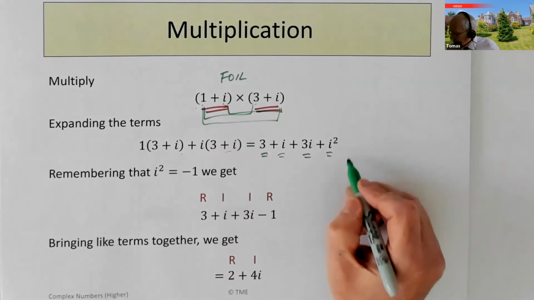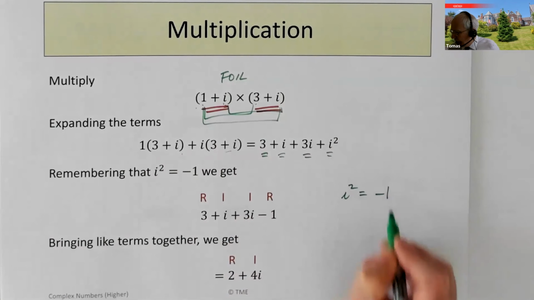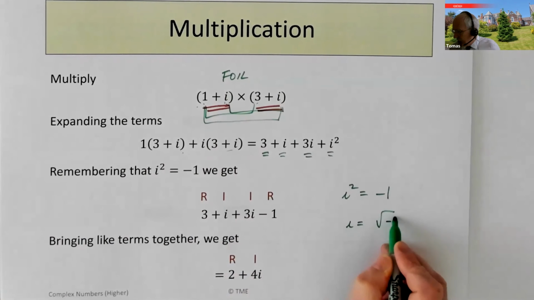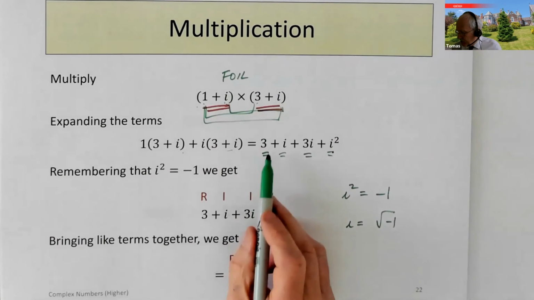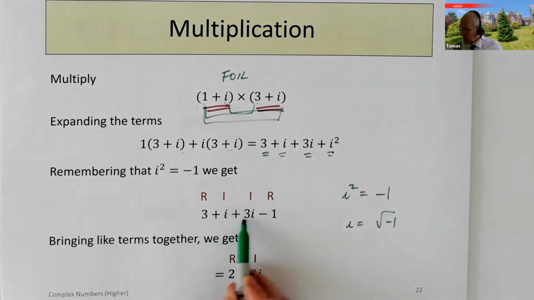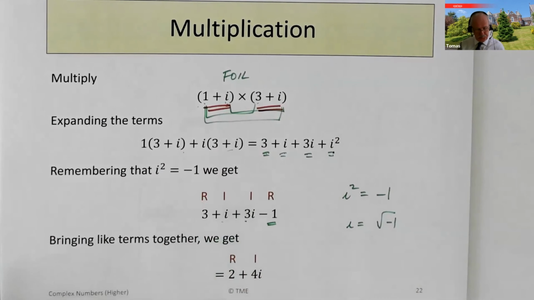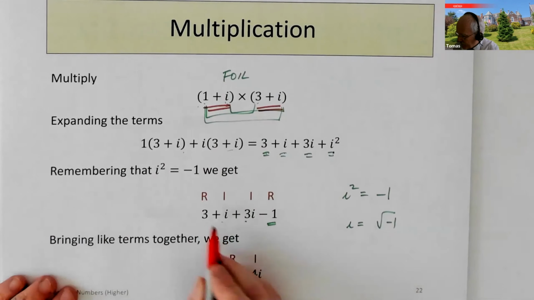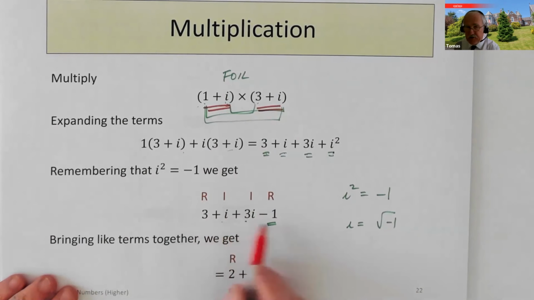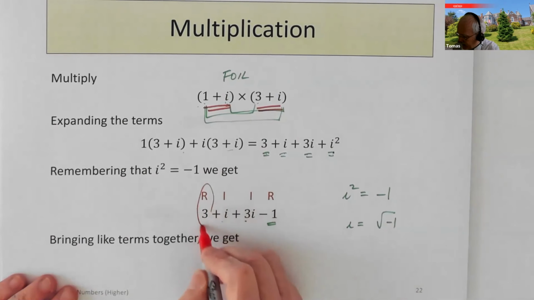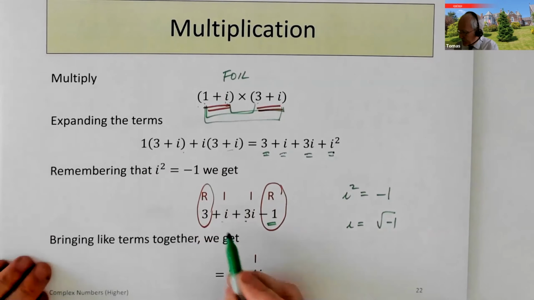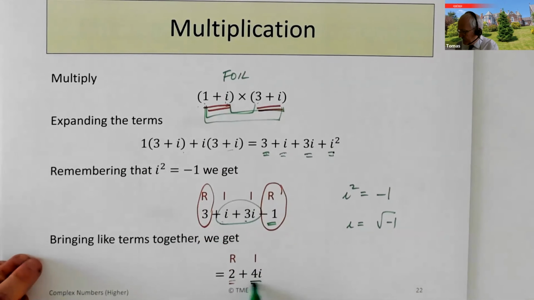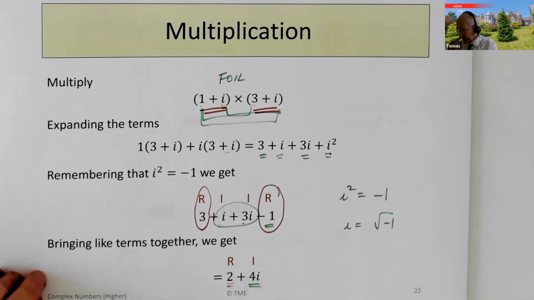Now remember that i squared is defined as minus 1, because i was defined as the square root of minus 1. So we're going to change that i squared. So the 3 plus i plus 3i we keep, and the i squared becomes minus 1. So now we have the answer, but we have it in several parts. So we've got the real number 3 and the real number minus 1. So 3 minus 1 is 2. And in terms of imaginaries, we've got i and 3i, so we've got 2 plus 4i, and that's the answer.